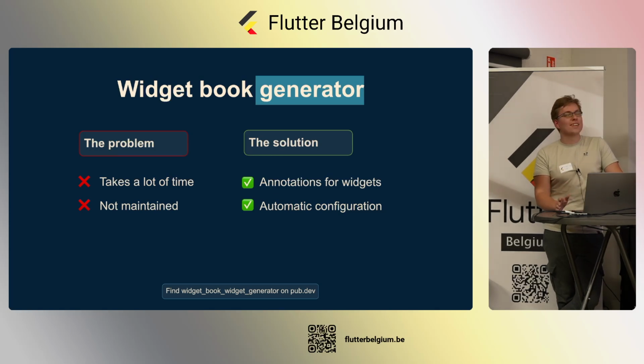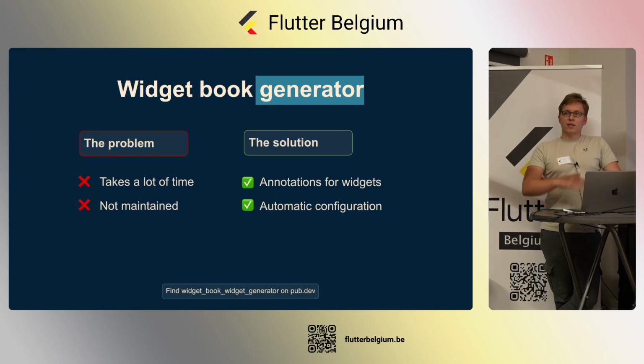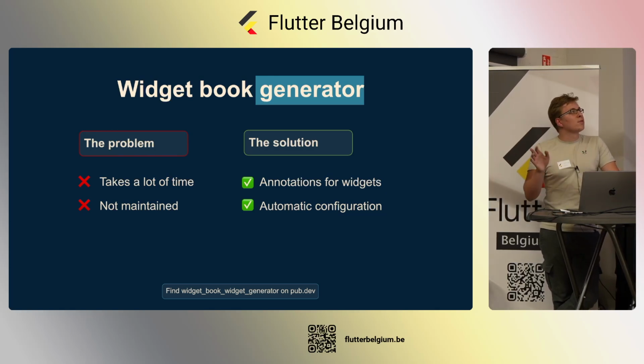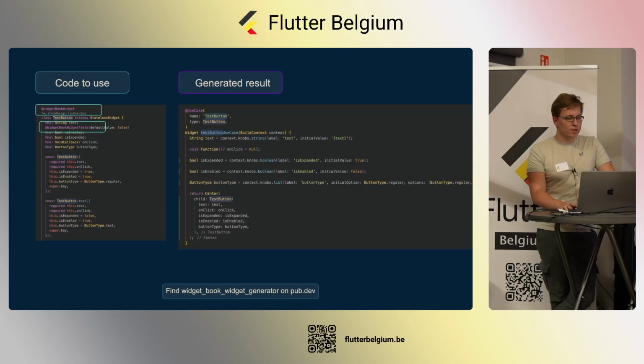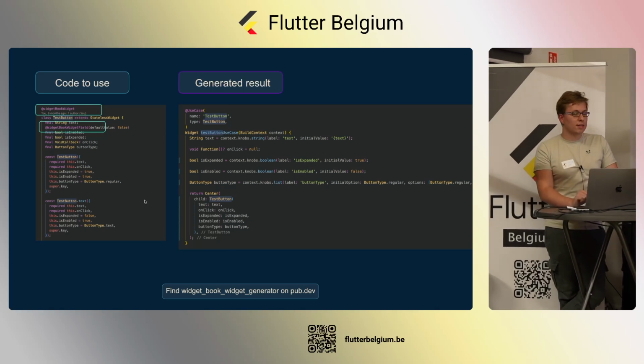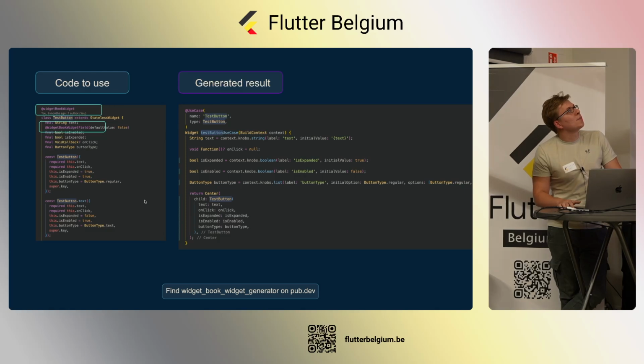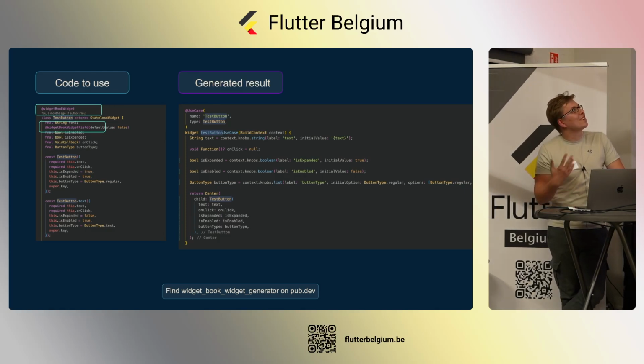To avoid that, I made a generator, which makes it very easy to just add one annotation on top of a widget, and the rest gets generated automatically. So it looks like this. You have a button, for example, and all you have to add on top is the widget book widget annotation. I'm still thinking of a better name, but this is what I found so far.